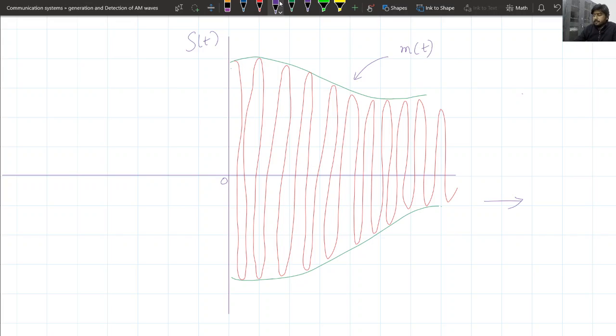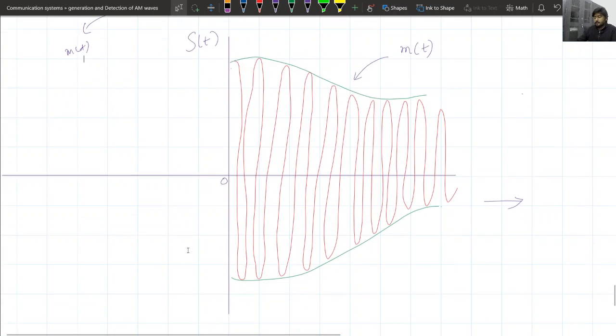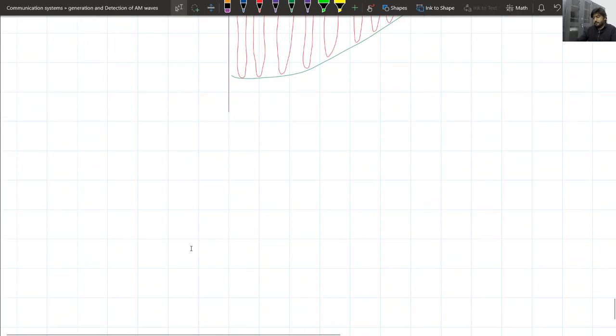Now, since we are trying to trace the envelope that contains the message signal, that is why this detection method is called the envelope detection method. We say envelope detector because the envelope contains the message signal m(t). Let's draw the basic circuitry behind this.